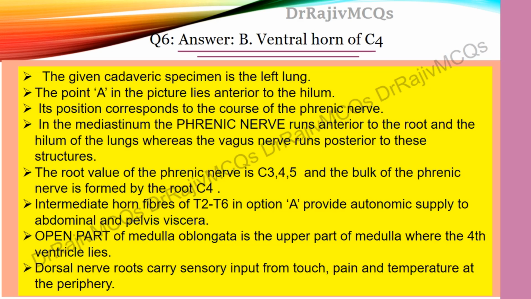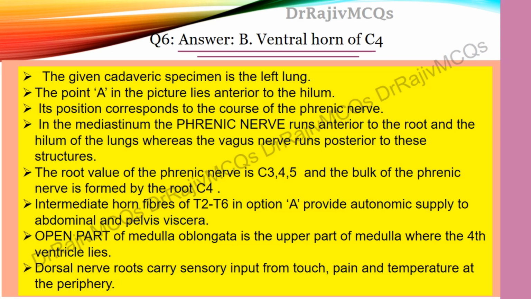Hence, its position corresponds to the course of the phrenic nerve because in the mediastinum, the phrenic nerve runs anterior to the root and the hilum of the lungs, whereas the vagus nerve runs posterior to these structures. Because the root value of the phrenic nerve is C3, 4, 5 and the bulk of the phrenic nerve is formed by the root C4, the answer to this question is option B.